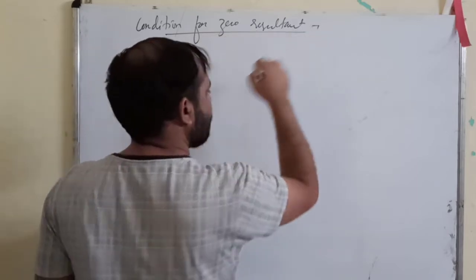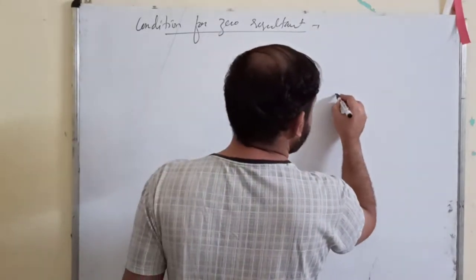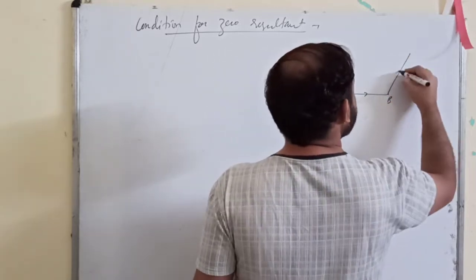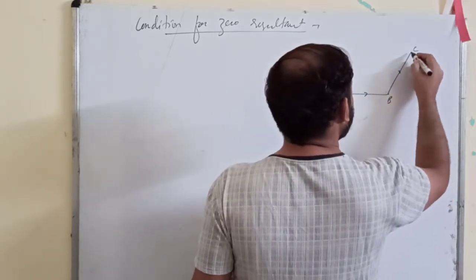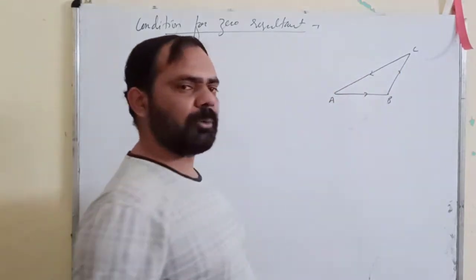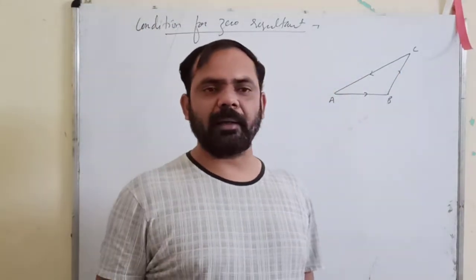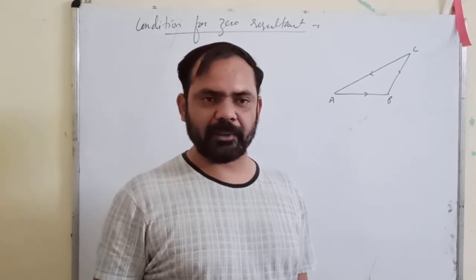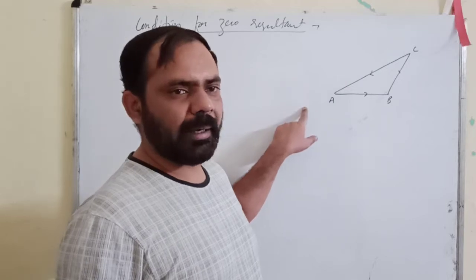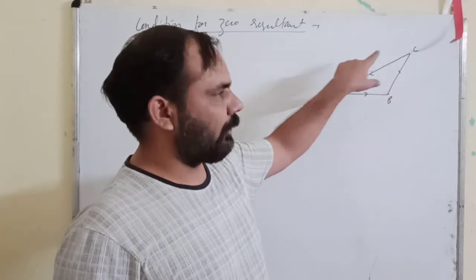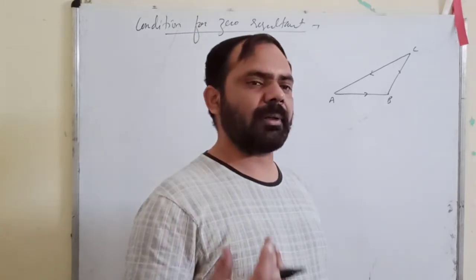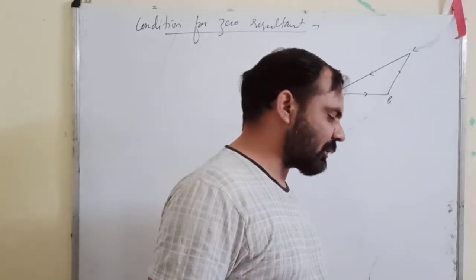Zero resultant means suppose a person starts from A, reaches B, then from B moves in this direction and reaches C, then from C again moves in this direction and comes back to A. If I ask you what the net displacement is, you will say it is 0, because the person started from A and came back to A. In the similar way you can find a general condition for zero resultant.